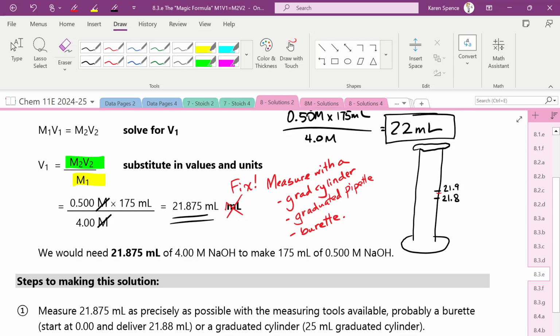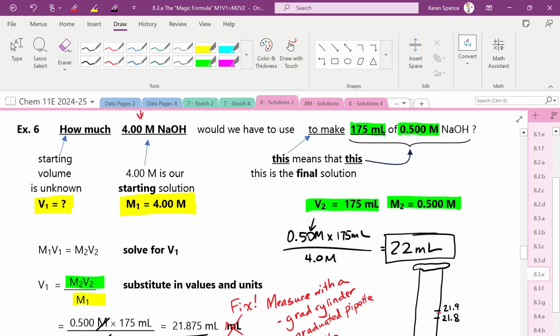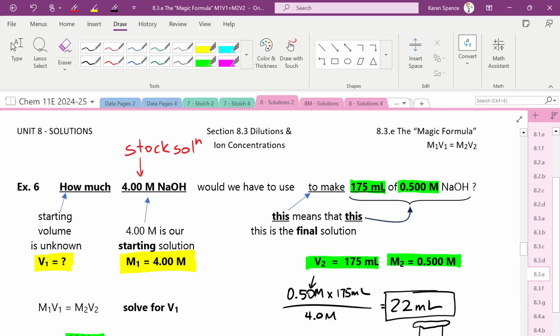Okay. And now you're not going to read steps to make the solution. You are going to tell your partner how to make the solution without looking at the steps. Try to remember from yesterday. Describe it to them. Pantomime it. Show them what you would do.